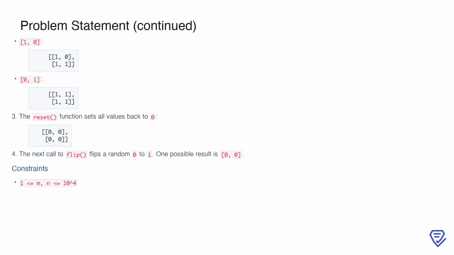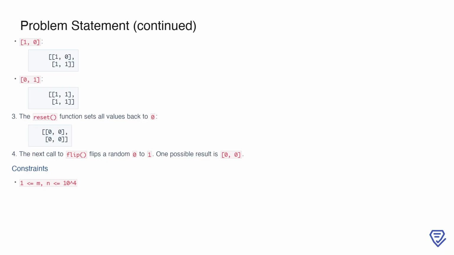To continue, once the reset method is called, all cells in the matrix are restored to their initial state of 0, resulting in [0, 0, 0, 0]. After resetting, a new call to the flip method randomly flips a 0 to 1. For example, the cell at position [0, 0] might be flipped, resulting in the updated matrix [1, 0, 0, 0]. This example highlights how the flip and reset methods interact to allow repeated random flipping while maintaining the integrity of the reset functionality.